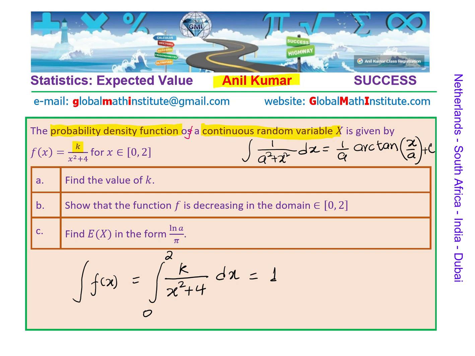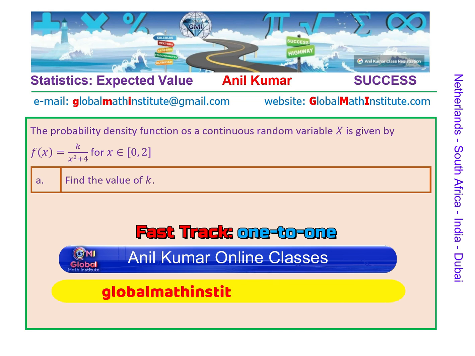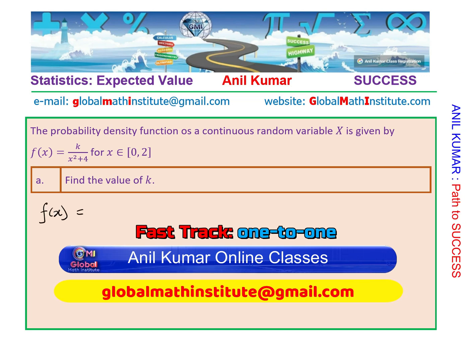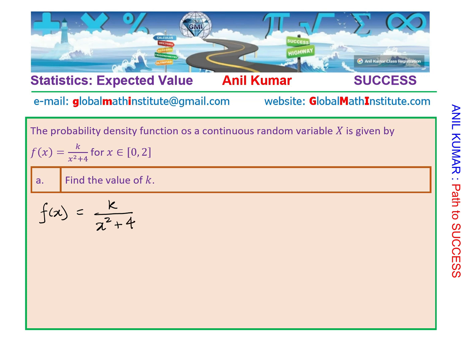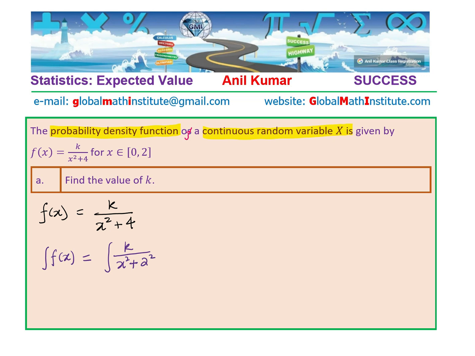So let's begin with the solution of part A on a fresh page. We are given the function f of x, which is k over x squared plus 4. Since we want to find the value of k, and this is a probability density function of a continuous random variable, the integral should be 1, the area under the curve. Let me write 4 as 2 squared. So the integral of f of x from 0 to 2 dx is what we want to find, and this should be equal to 1.